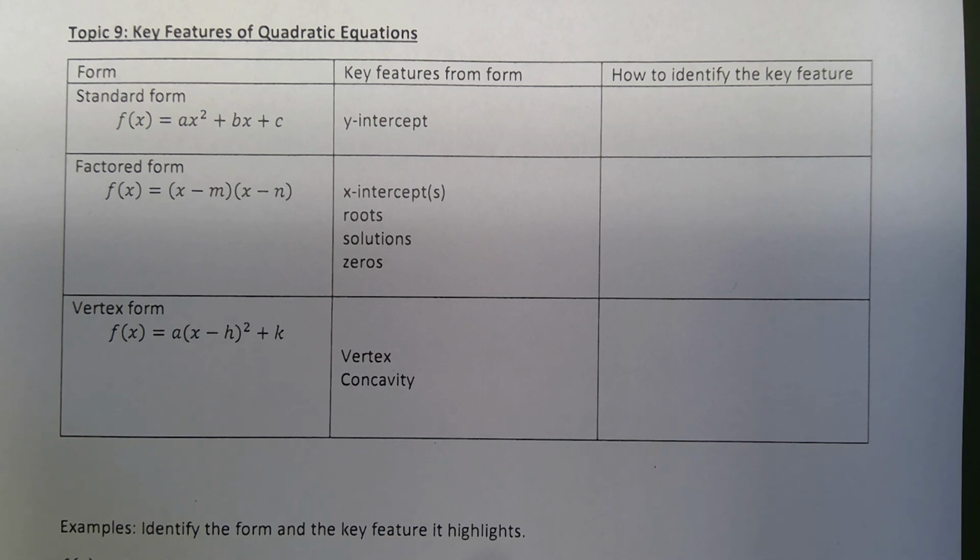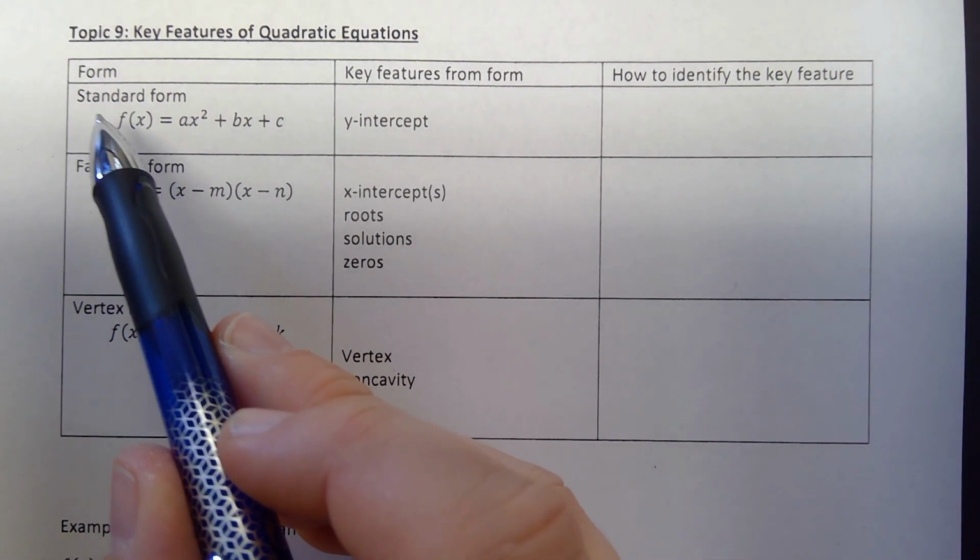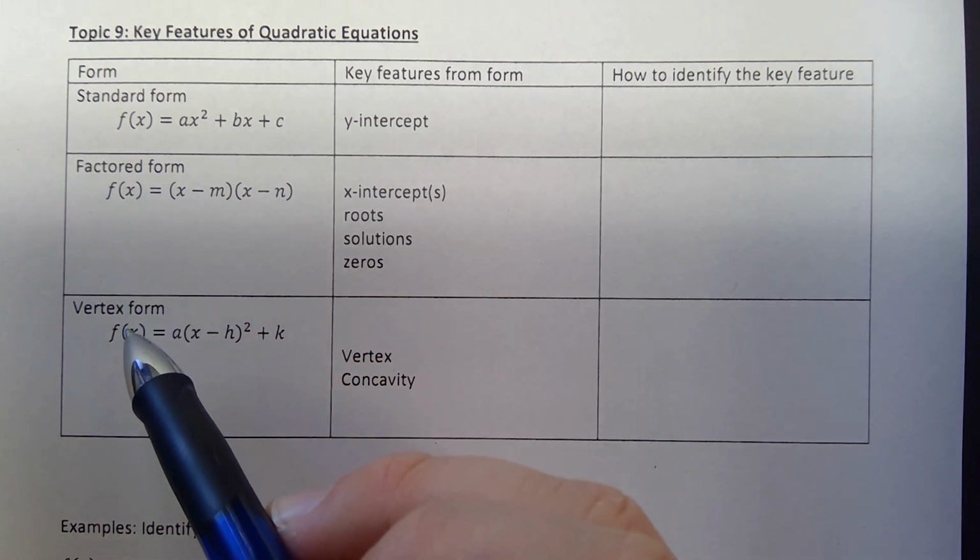Now, these problems that we'll see on the EOC are not going to be as isolated. They'll mostly be in context, but we need to be able to tell what the different forms of our equations are and what key features we can find. Okay, so if we recall our 3 forms, we have standard form, factored form, and vertex form.